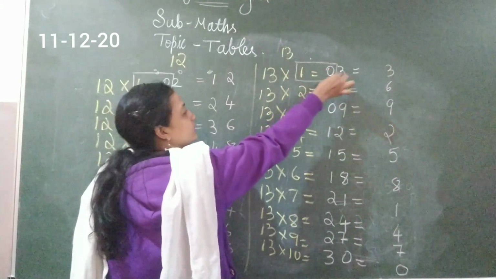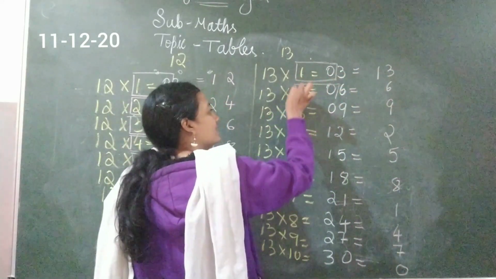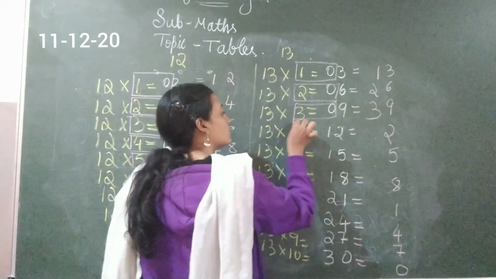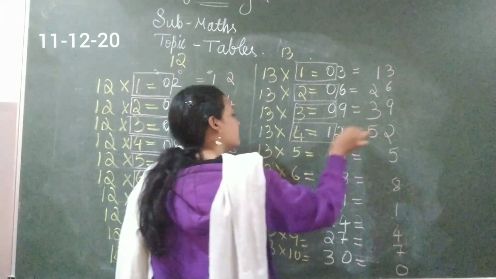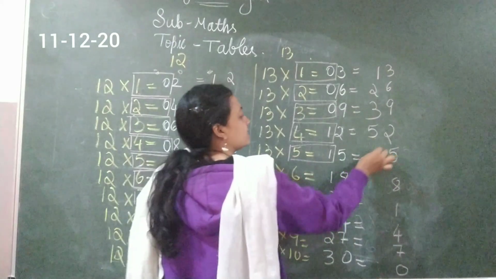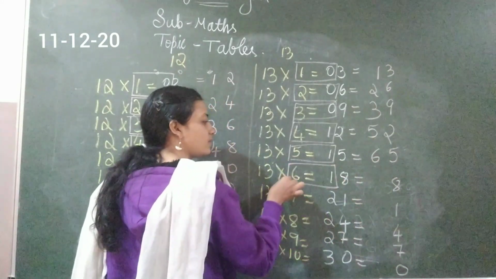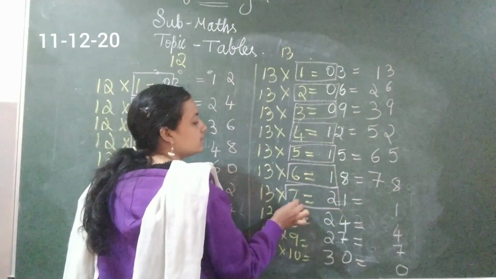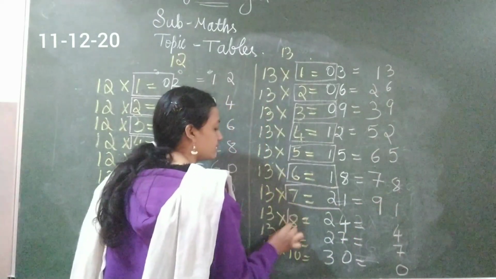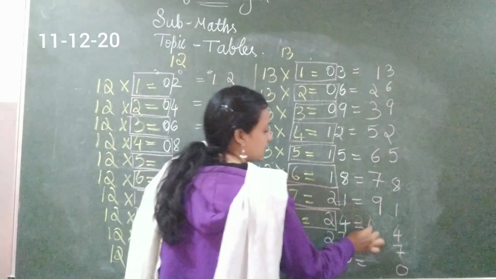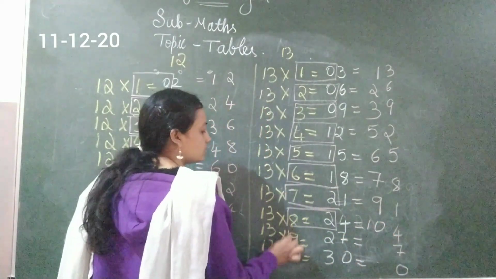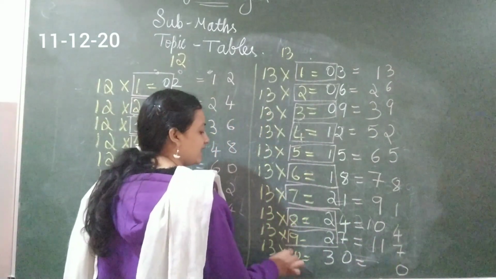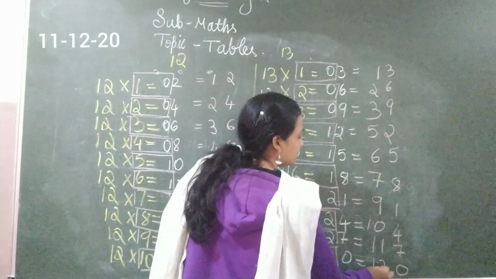So 1 plus 0 is 1, 2 plus 0 is 2, 3 plus 0 is 3, 4 plus 1 is 5, 5 plus 1 is 6, 6 plus 1 is 7, 7 plus 2, we have 2 here, 7 plus 2 is 9, 8 plus 2 is 10, next 9 plus 2 is 11, and 10 plus 3 is 13.